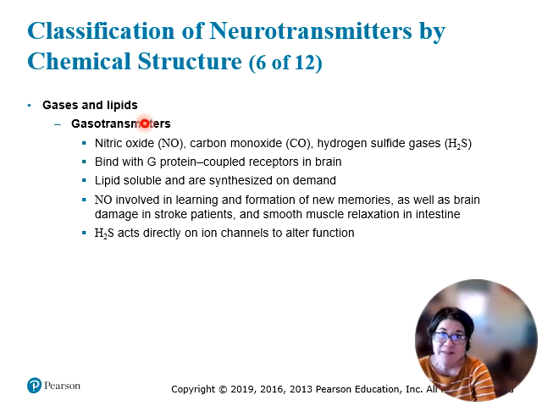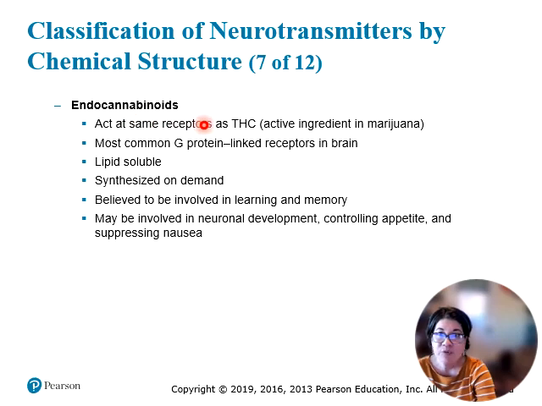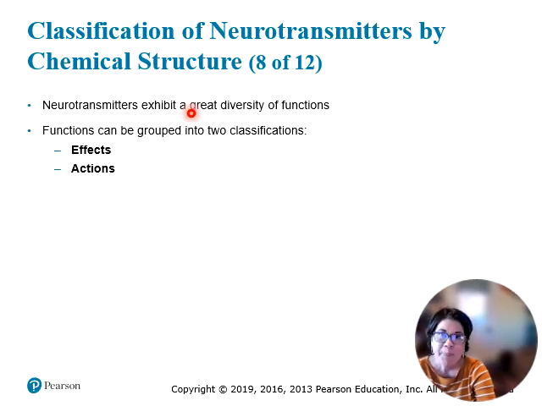And then you have gases and lipids. So gasotransmitters: nitric oxide, carbon monoxide, hydrogen sulfide. Those are all gasotransmitters. And this tells you what they do. Endocannabinoids like THC use the same receptor as THC, but these are not THC. They are G protein linked receptors. I'll show you G protein stuff in a second.